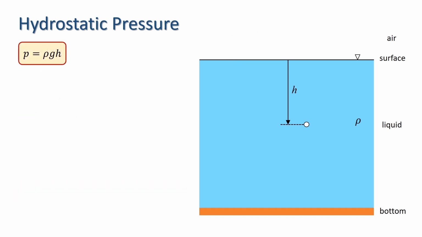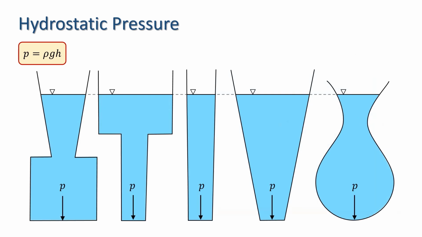This is an important result because it means that the hydrostatic pressure depends only on the vertical distance of a point from the free surface of the liquid. This in turn means that if we have liquid in a container, the hydrostatic pressure doesn't depend on the shape of the container or the volume of fluid in it. It depends only on the density of the liquid, the water depth, and of course the acceleration due to gravity. Thus, the pressure at the bottom of each of these containers will be equal, because the fluid depth is equal in all 5 containers.